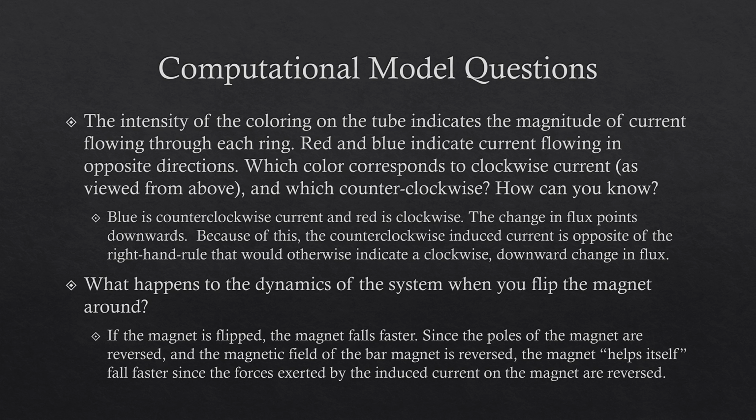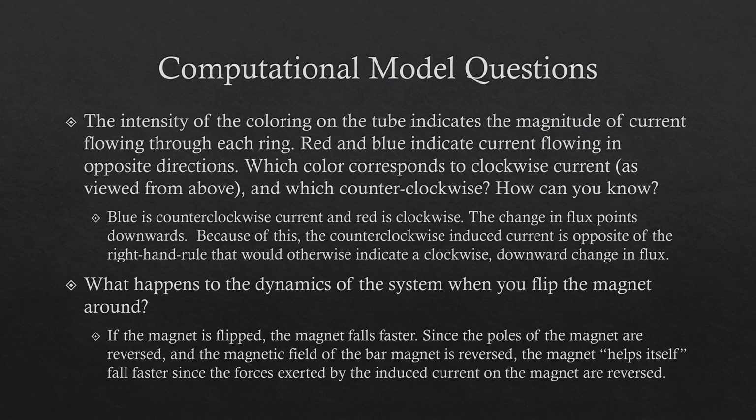The change in flux points downwards. Because of this, the counterclockwise induced current is opposite of the right-hand rule that would otherwise indicate a clockwise current for a downward change in flux. What happens to the dynamics of the system when you flip the magnet?